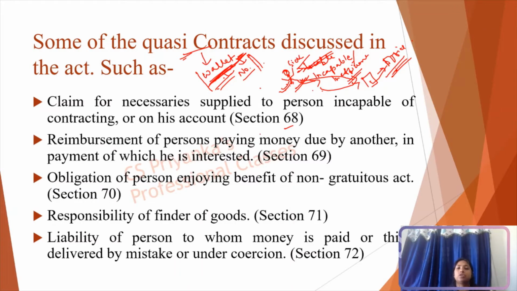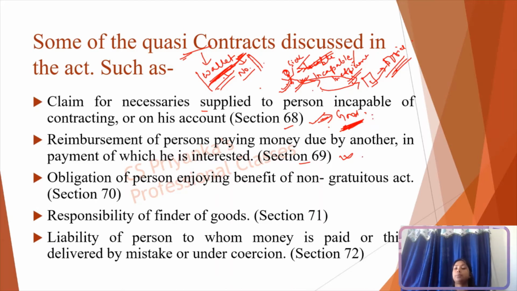Next is section 69: reimbursement of a person paying money due by another, in payment of which he is interested. It's similar to necessaries, which I was talking about in terms of goods. For example, necessaries supplied means he cannot take those goods because he is sick or incapable, and on his behalf you are helping him take the goods. That is 68. Now we are talking about the reimbursement of a person paying money.